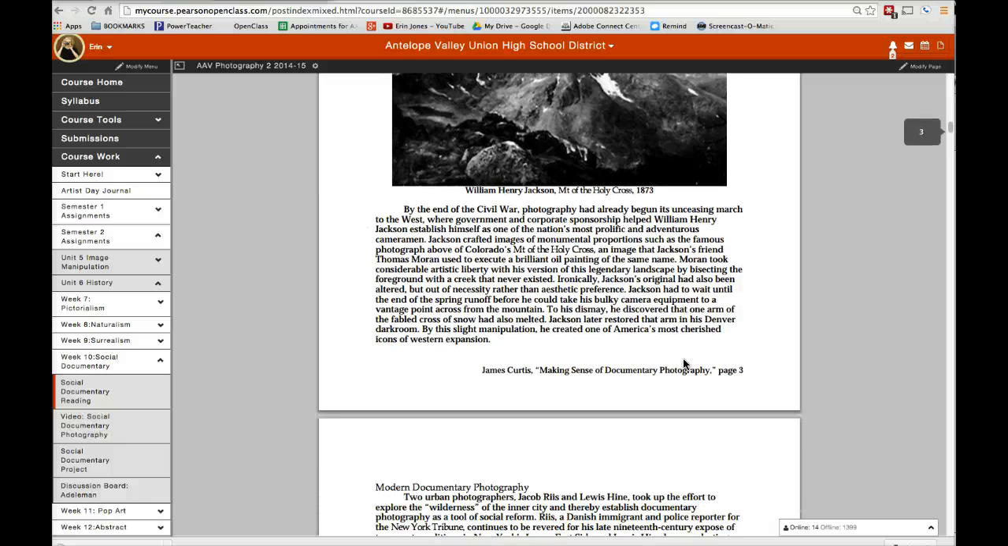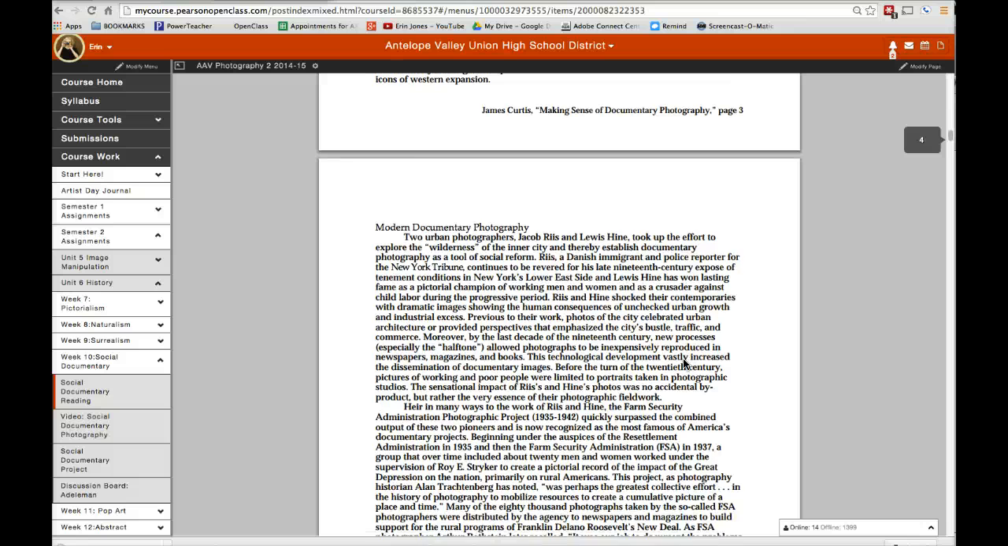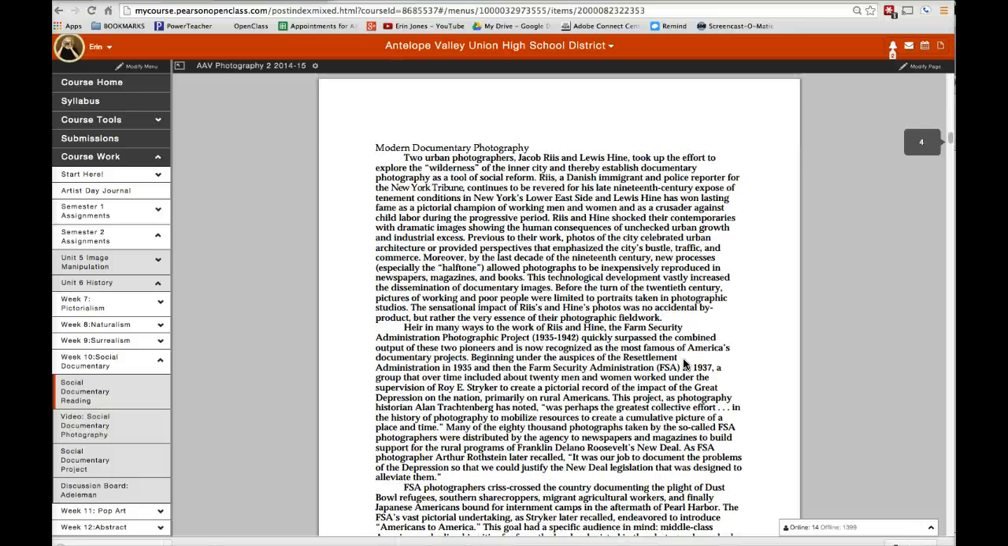So the Civil War would be the beginning, and we moved into a different type of modern documentary photography with an agenda. There were a couple of well-known photographers at this time, Jacob Riis and Lewis Hine, that were advocates of social reform, and they worked for agencies that were advocating social reform, and this is where the phrase "a picture is worth 1,000 words" really comes in.